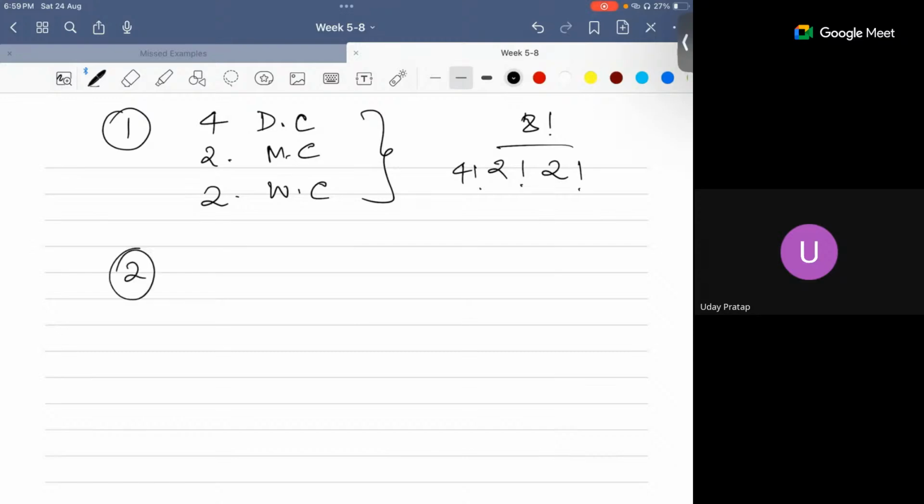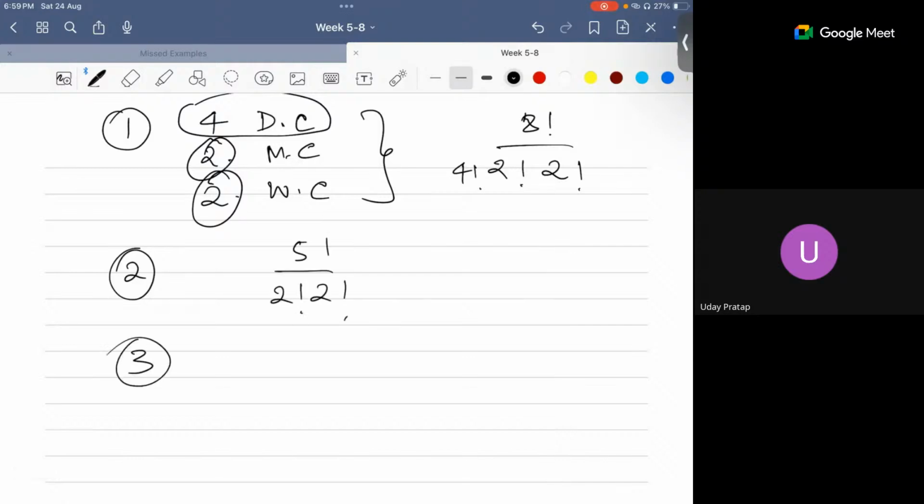The second case was that you are putting all the dark chocolates at one place. So you just consider this whole dark chocolate as a 1, and then the 2 cases of this and 2 cases of this. Correct? So you are left with 5 factorial upon 2 factorial into 2 factorial.